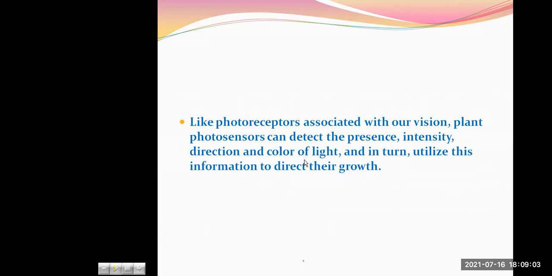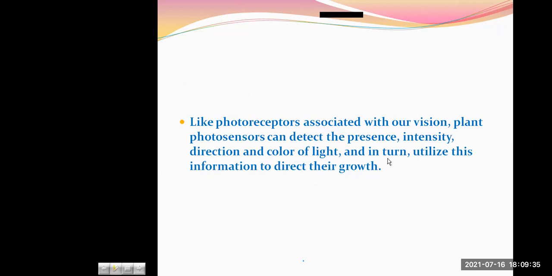For example, we have ultraviolet light, we have the visible spectrum. The visible spectrum has violet, indigo, blue, green, yellow, orange, red, VIBGYOR. Those are wavelengths, different colors. And these photosensors, that is phototropins, have the ability to detect the presence, the intensity, the direction and the color of light.